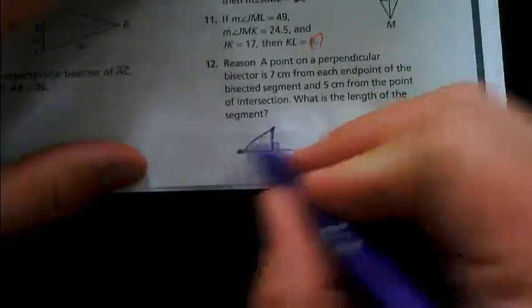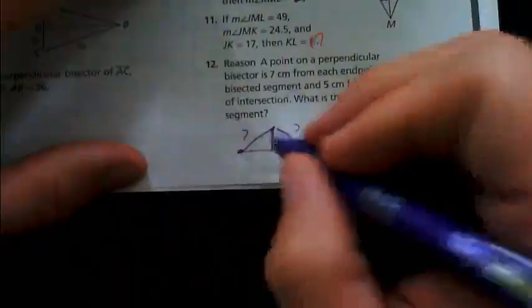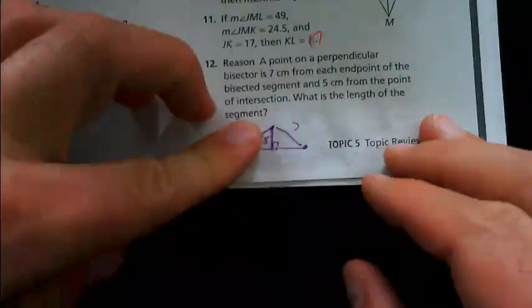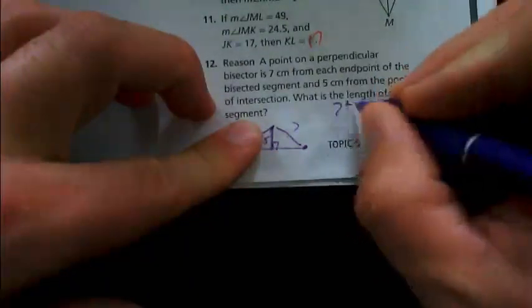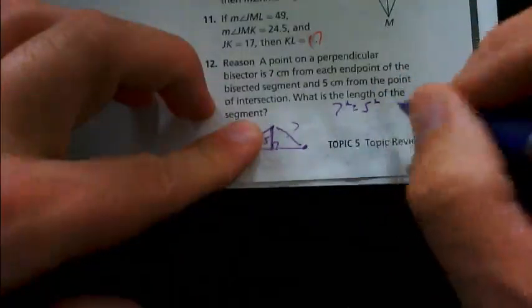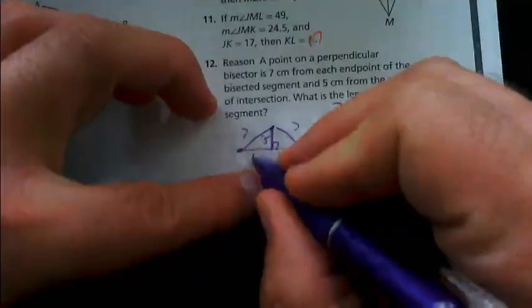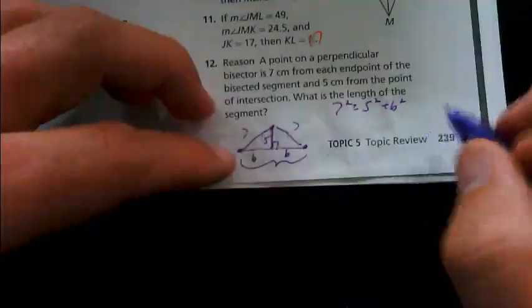So it says that point is 7 units away from the endpoints, and it's 5 units away from the point of intersection. That is a right triangle there in the middle, so we can use the Pythagorean theorem, where 7 is our hypotenuse, 5 will be one of the sides, and then we'll call the other side temporarily B. But that's not what we're solving for. We need the entire length of that segment. So we're going to have to double it at the end.